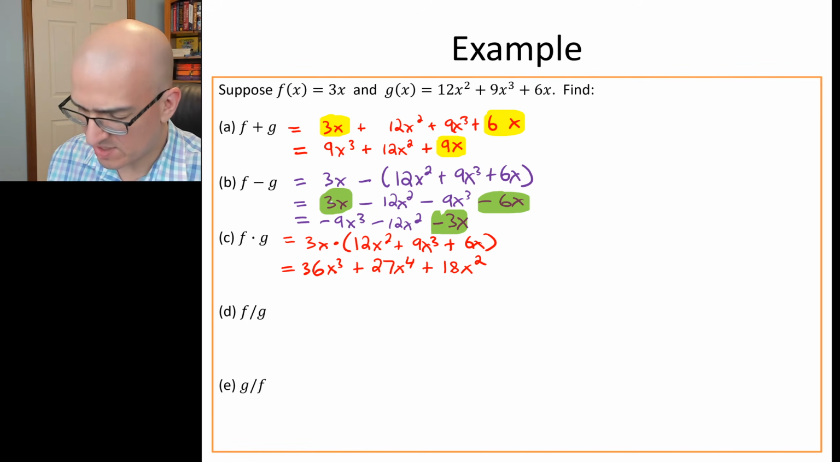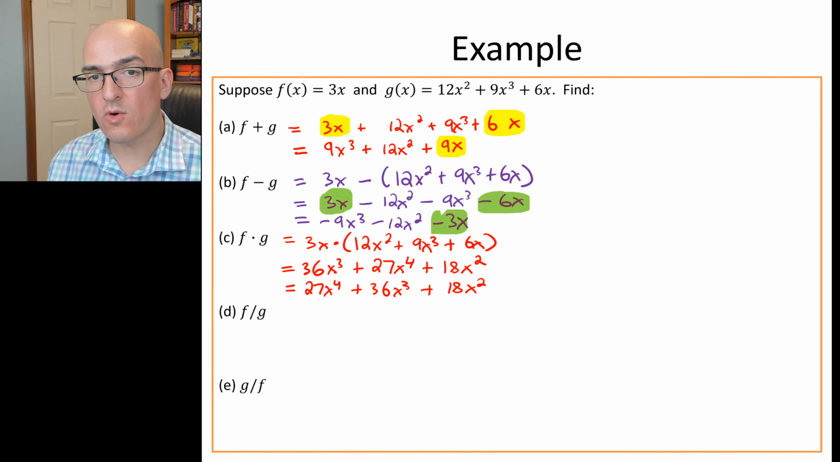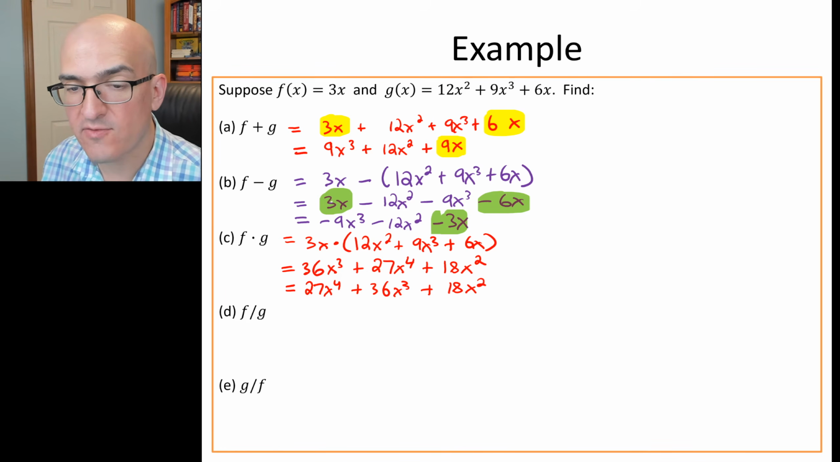And I'm going to do one more step. I'm going to put them in the right order. So 27x to the power of 4 plus 36x to the power of 3 plus 18x squared, just to put them in the order that the back of the book would have if you're doing your homework. Okay, next one, f divided by g.